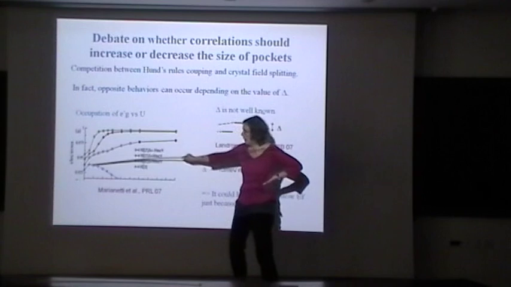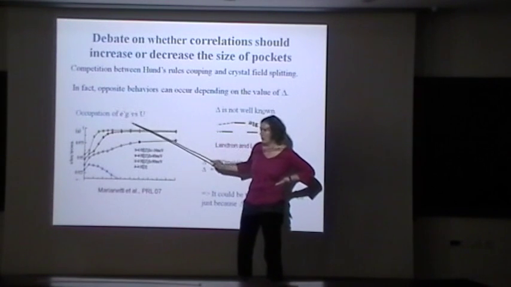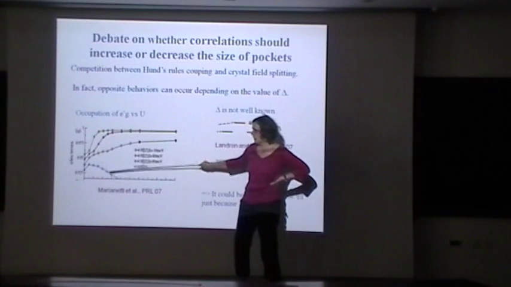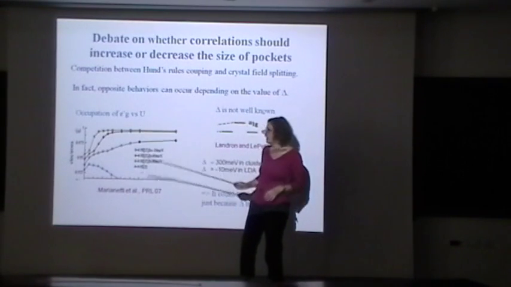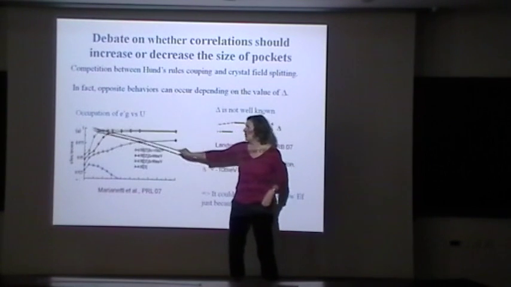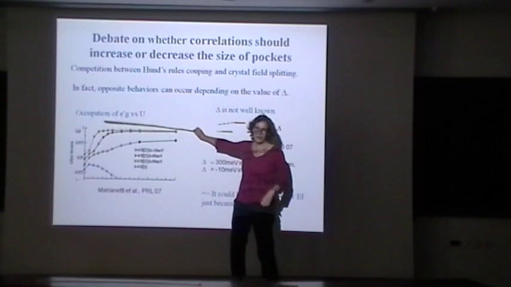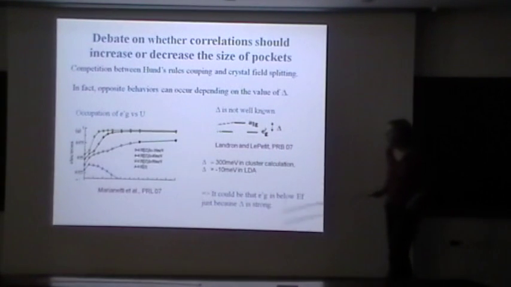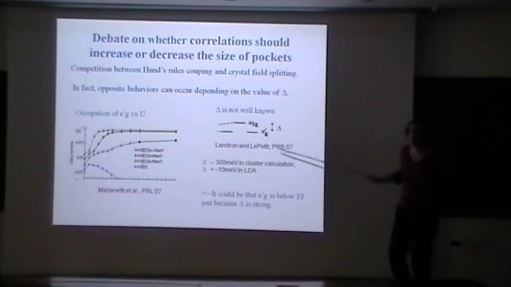Because you can see, in fact, two opposite effects depending on the delta value. For some values, you tend to decrease the occupation of these orbitals, so to enlarge the pocket. And for some other values, it will be the opposite. You will completely fill this orbital up to 1, and so you don't have pockets anymore at the Fermi level. So we are all back to this problem of knowing what is really the value of delta.